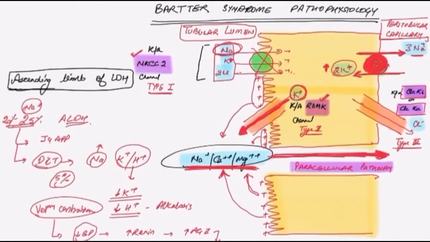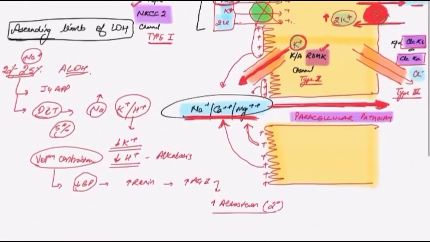This hyperaldosteronism will obviously lead to increase in blood pressure, but because it is already decreased, it will lead to either normotensive or very mild hypotension, but not hypertension.